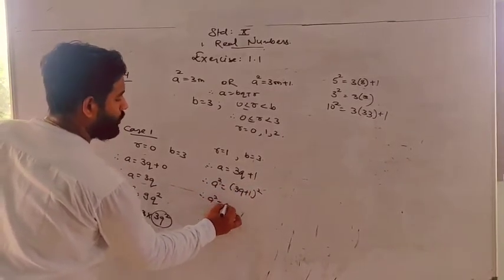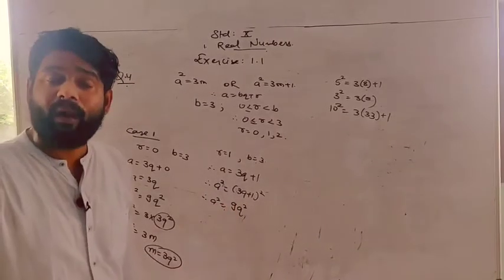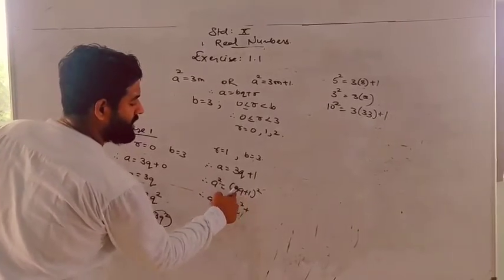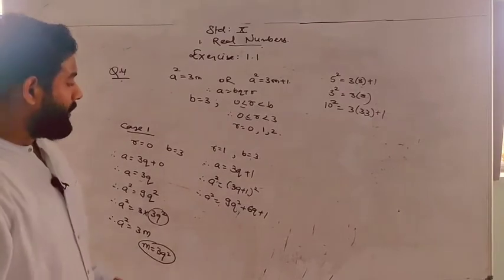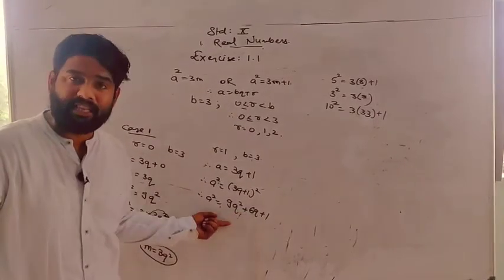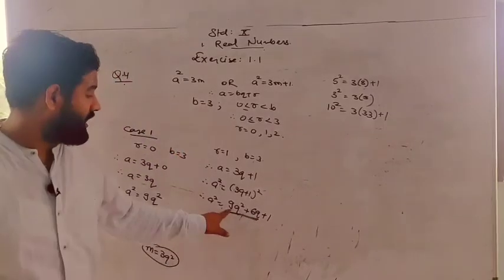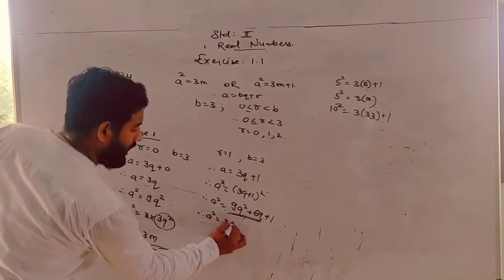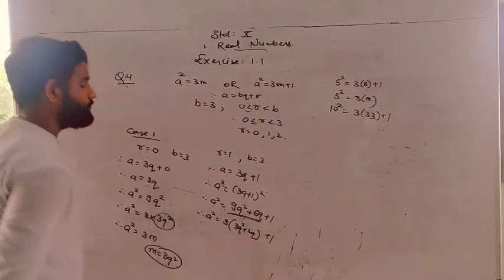So a square equal to 9q square. (a plus b) whole square is a square plus 2ab plus b square. So 9q square plus 2ab, 2 threes are 6, plus 1: 6q and plus 1. But obviously we cannot take 3 common from all the terms, but we can take 3 common from these two. So I can write this as a square equal to 3 times (3q square plus 2q) and plus 1.